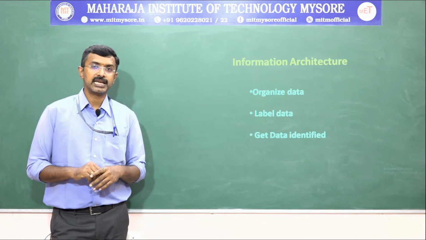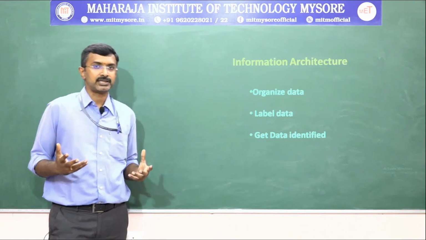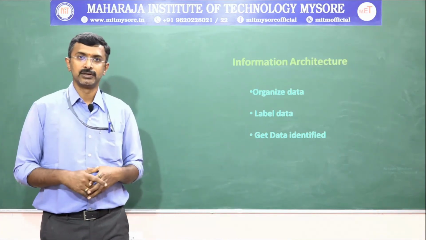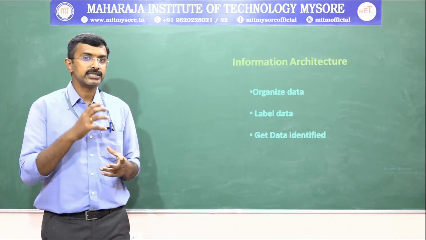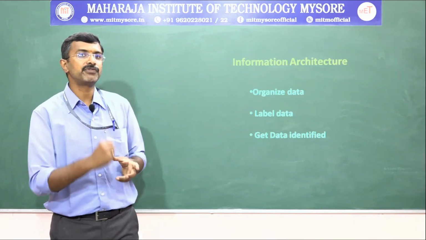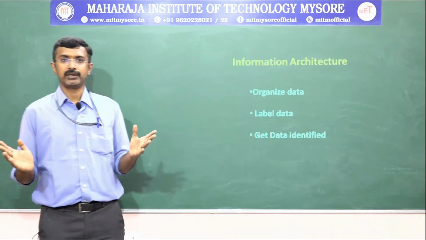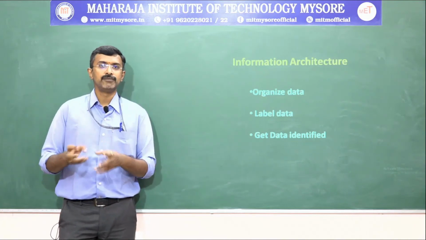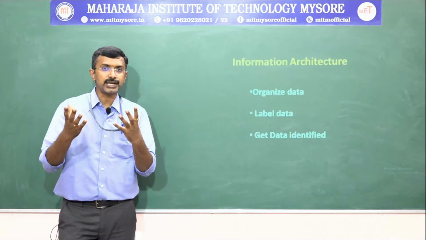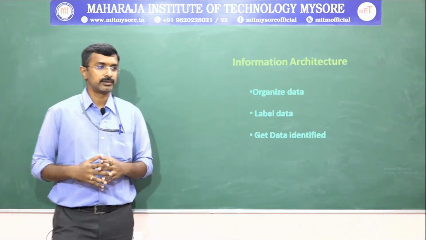The last one is to get the data identified. A very important aspect is that whatever you want to convey should be identified by the user. Then we call it the real architecture of information. The crux of information is organize, label and get identified. If you achieve this, then the information is conceived and projected in the right way and will reach every end user.